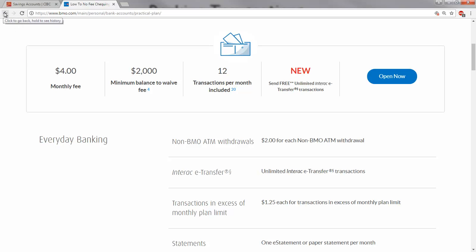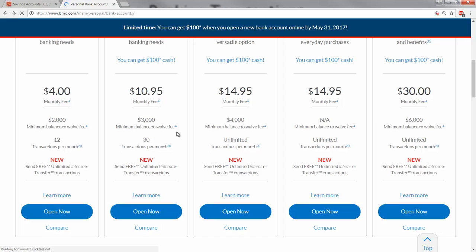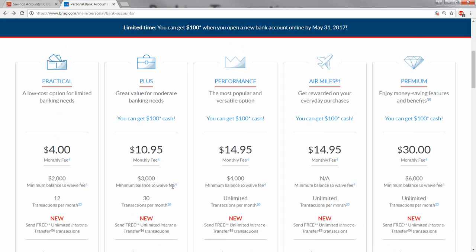Okay, so they're all going to be very similar. And there are lots of other options. See, this one allows 30 transactions per month, you're paying $10.95. This one's unlimited, you're paying almost $15, $14.95, etc. So there are lots of different options. It depends on what you're doing with your checking account and your savings account. It will depend on what kind of account is best for you and what kind of monthly fees you're paying. And that's the end of the tutorial.